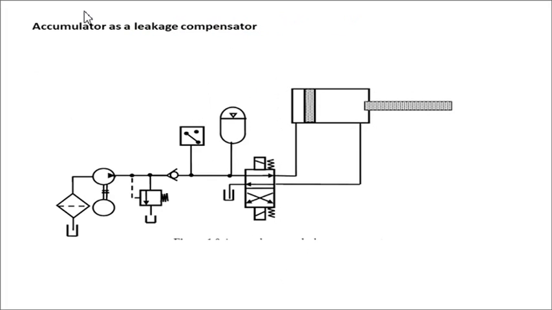Again, if you install simple level sensors in the same circuit which we studied previously, the accumulator can also act like a leakage compensator. That is, wherever there is leakage in the system, in order to fulfill those leakage requirements, or to make sure that there is sufficient flow in the hydraulic circuit, the accumulator can accumulate the fluid and dispense it whenever it is required, whenever there is a shortage of fluid in the system.